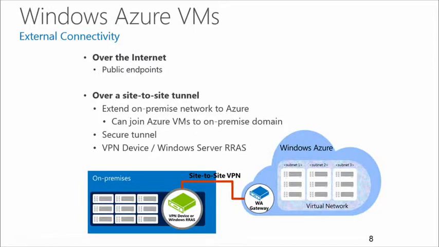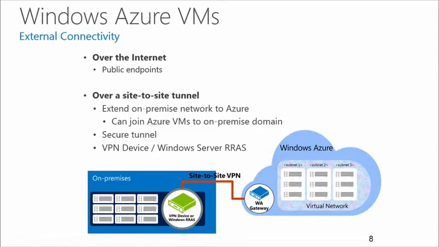So you can create what is called the site-to-site tunnel, and this will basically allow you to extend your on-premise domain into Windows Azure. So by doing this, for example, you have access to all the domain credentials that you have in your premise environment, and you can use those to authenticate into virtual machines in the cloud. Right? So very powerful mechanism.